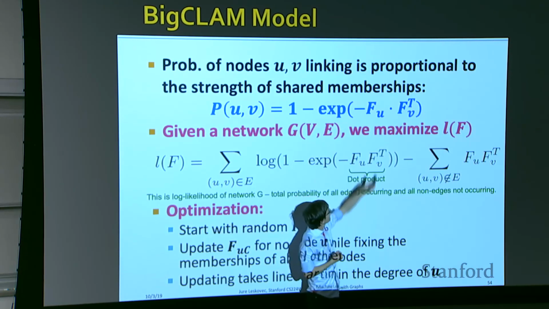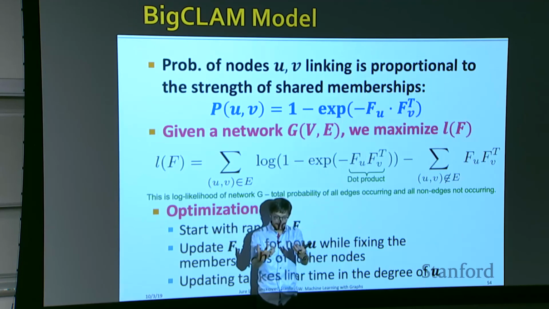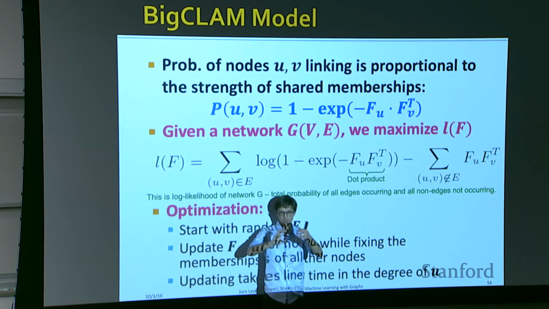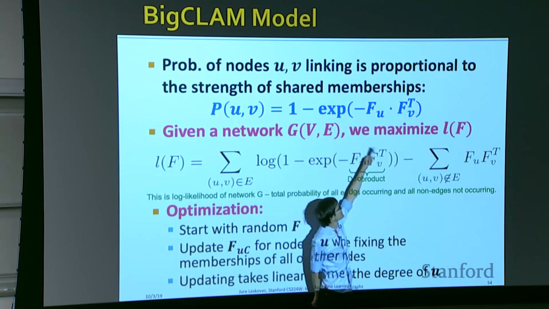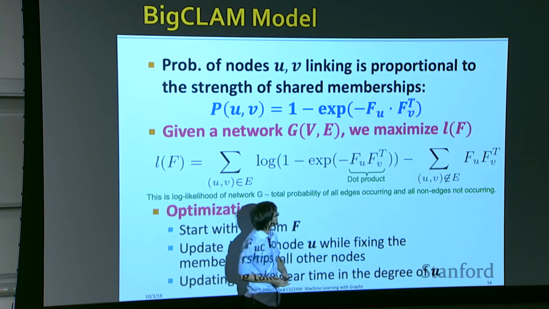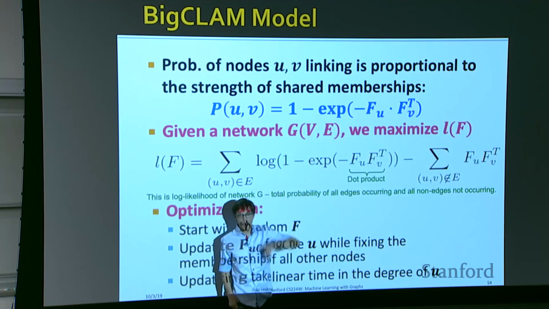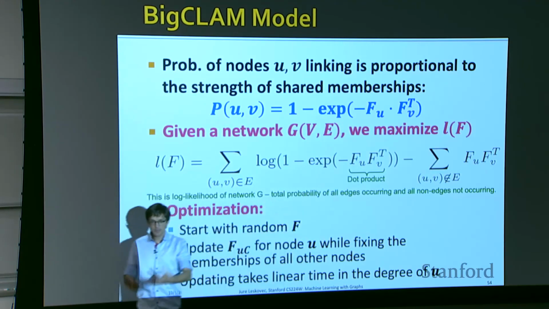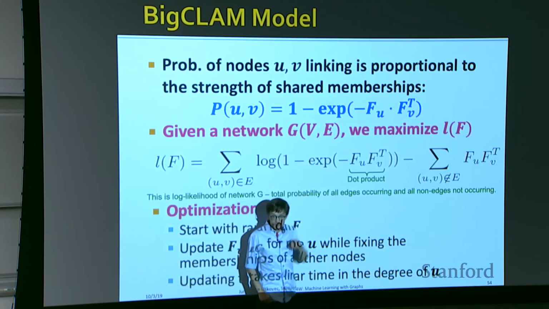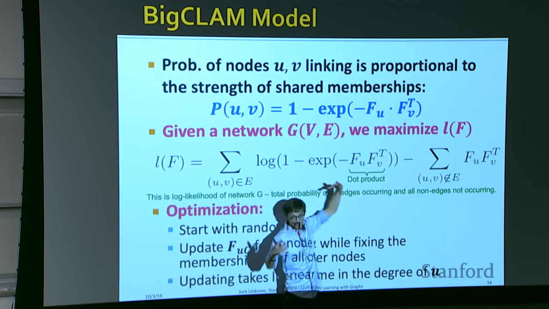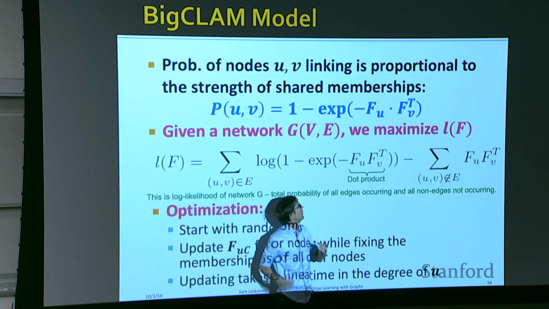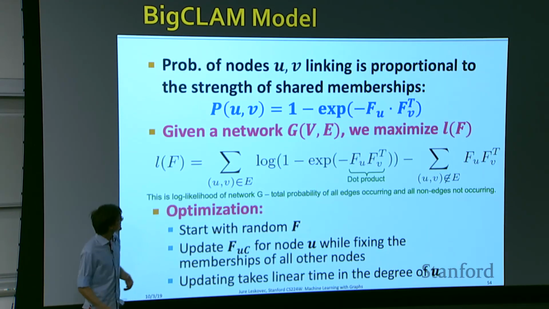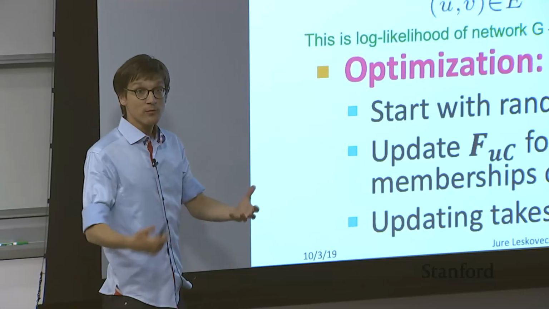And then the total strength of the link will be proportional to the product of their memberships, and then we are summing this over all the joint memberships. So the more they have in common, the higher the number will be. If I take the negative and exponentiate it, I will get something very small, so it will be 1 minus something very small. So essentially, the more groups you have in common and the more strongly you belong to them, the higher the probability of connection. And then what is now the likelihood of my network that I observe?